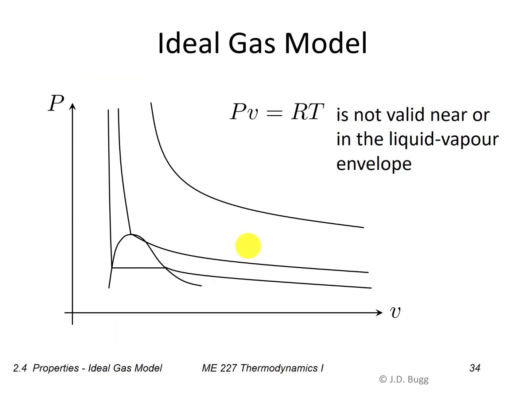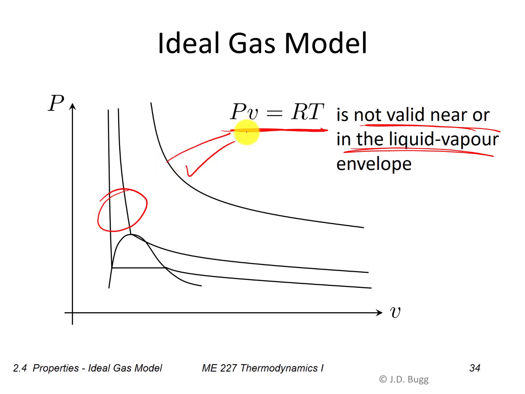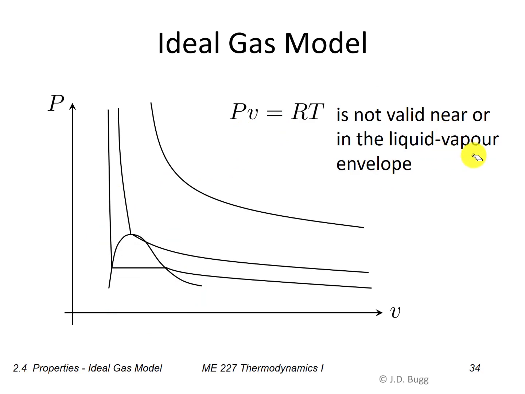So the key thing here is that PV equals RT, the ideal gas model, is not valid near or certainly in the liquid vapor region, because there's no way that that simple equation can describe these rather complicated lines of constant temperature. However, it does successfully describe lines of constant temperature if we get far enough away from this liquid vapor region. So that's really what we're talking about when we're applying the ideal gas model, is just a different region of the PV surface far enough away from this thing that the influence of it is not felt.